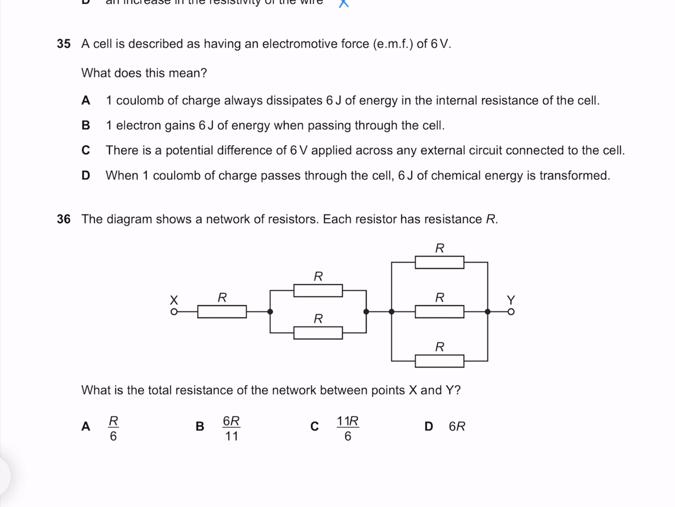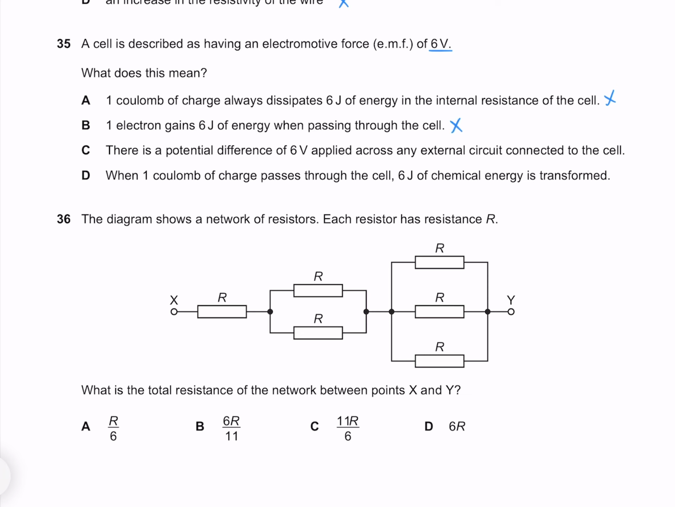A cell is described as having an electromotive force of 6 volts. What does this mean? A coulomb of charge always dissipates 6 joules of energy in the internal resistance of the cell. EMF does not take into account internal resistance, so it's not A. One electron gains 6 joules of energy when passing through the cell. Because volts is energy per coulomb, not energy per electron, it's not B.